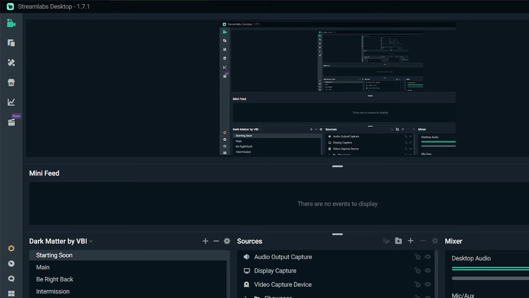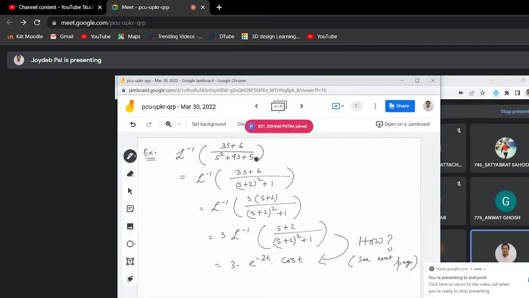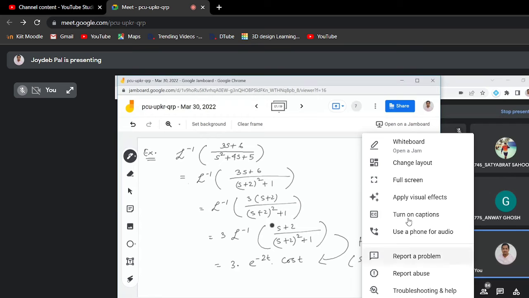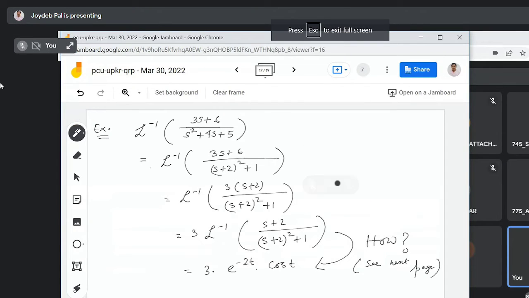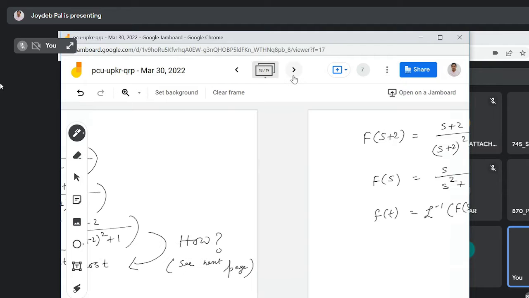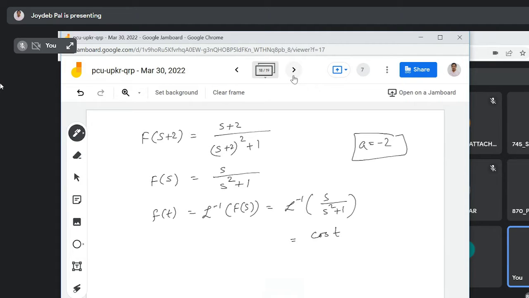3s plus 6 divided by s square plus 4s plus 5, and I had solved that also. Any doubt here? No, sir. Okay.